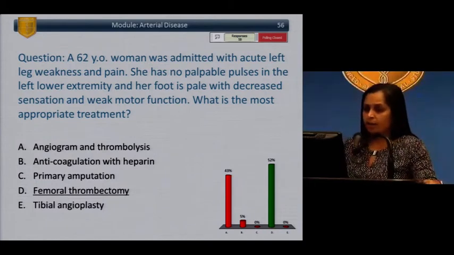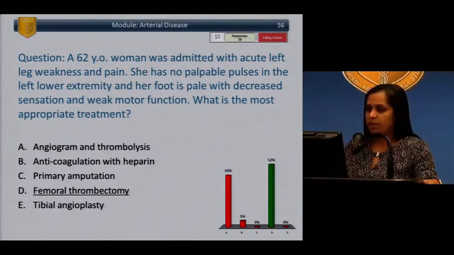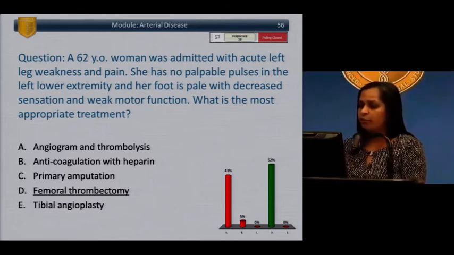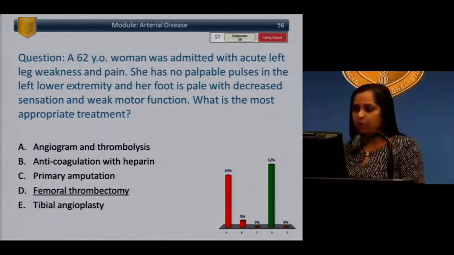And the correct answer is D, femoral thrombectomy. This is a patient with a threatened limb, already losing neurologic function. Trying to get the leg revascularized rapidly is the appropriate answer.